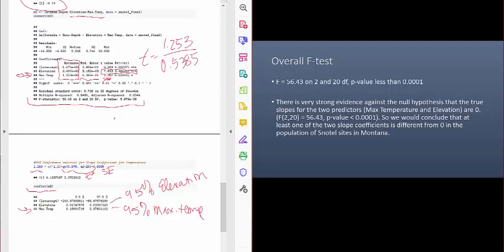This is based on our F statistic of 56.43 using an F distribution under the null with 2 and 20 degrees of freedom and a p-value less than 0.0001. We would conclude that at least one of the two slope coefficients is different from 0 in the population of snow-tilled sites in Montana. This video is an overview showing multiple linear regression models with all quantitative predictors. In section 8.9, we will look at adding in categorical predictors to the multiple linear regression model.